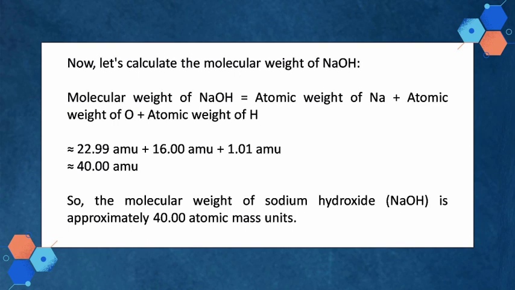Now, let's calculate the molecular weight of NaOH. Molecular weight of NaOH equals atomic weight of Na plus atomic weight of O plus atomic weight of H. Approximately equals 22.99 atomic mass units plus 16.00 atomic mass units plus 1.01 atomic mass units. Approximately equals 40.00 atomic mass units. So, the molecular weight of sodium hydroxide, NaOH, is approximately 40.00 atomic mass units.